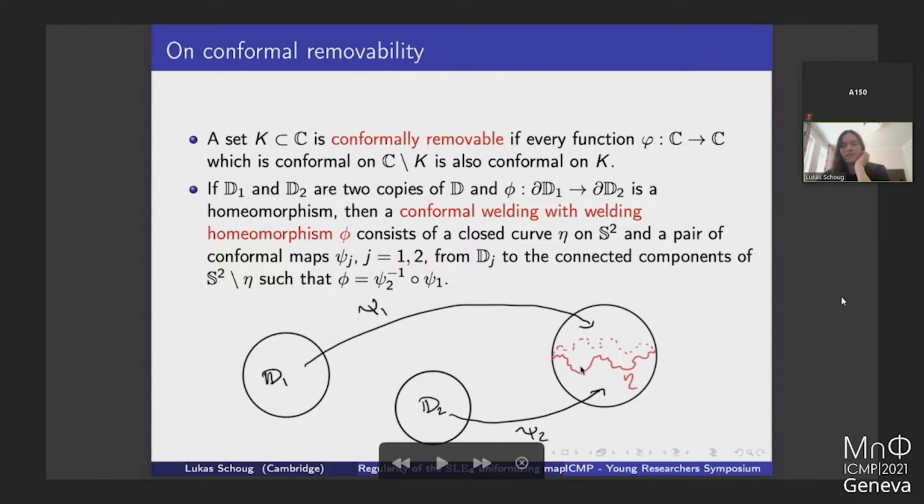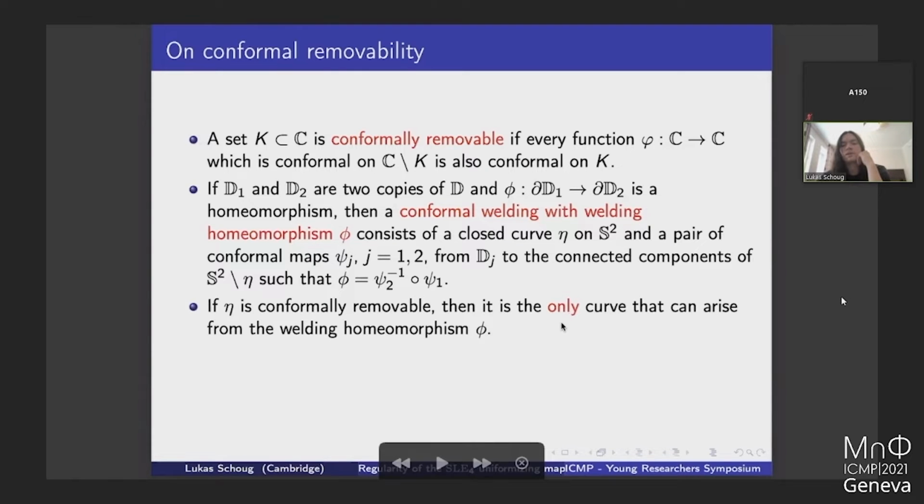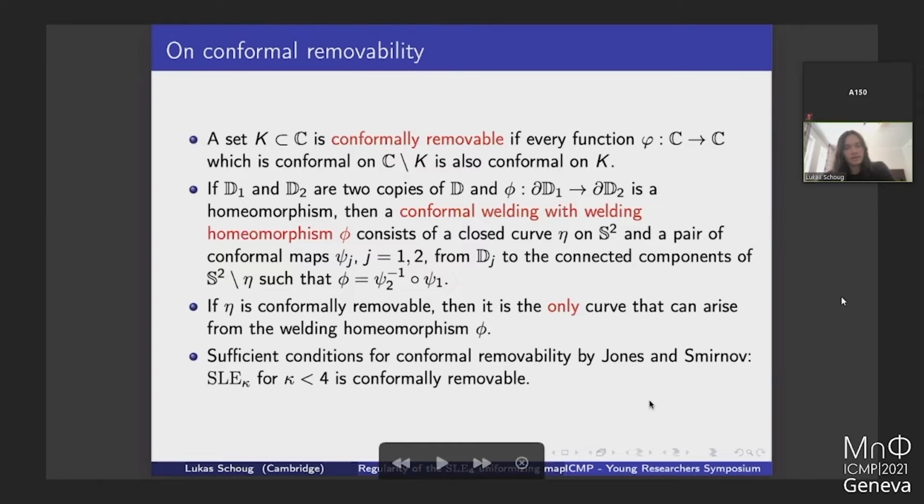And a priori, it's not clear at all that this curve here should be unique. Maybe you could glue them together in a lot of ways and produce different curves. However, if you can glue them together to form a curve eta, and you know that this curve eta is conformally removable, then you know that it is the only curve that can arise from the welding homeomorphism. So knowing that a set is conformally removable gives you uniqueness, and that turns out to be very important in many applications.